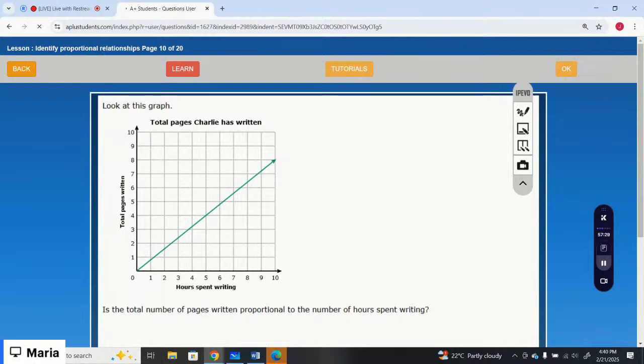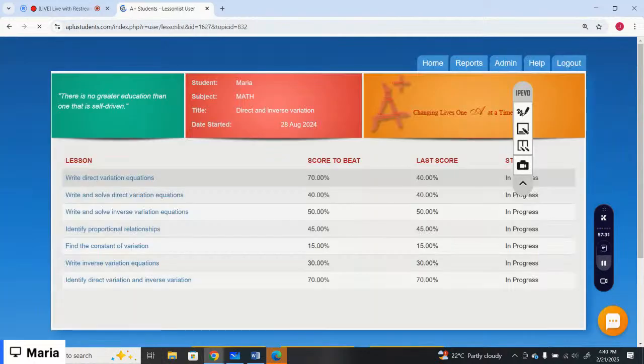So we were working on grade 9 math. The chapter we were working on is direct and inverse variations. The lessons we have covered today are write direct variation equations, write and solve direct variation equations, write and solve inverse variation equations, and identify proportional relationships.